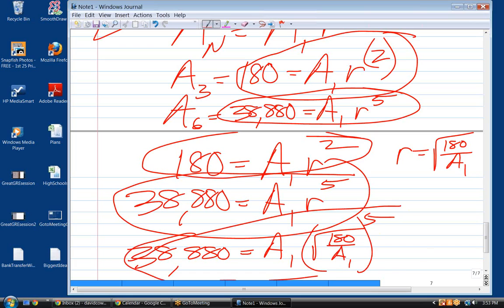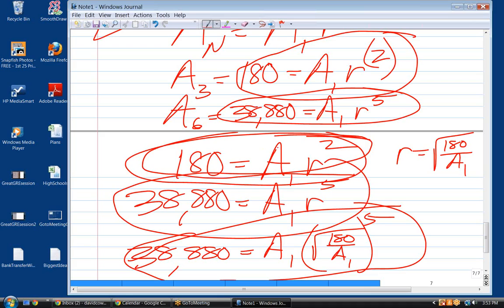Now I have one equation, one unknown, A sub 1. I can solve for A sub 1, which tells me what my first term of the sequence is. And once I've solved for A sub 1, I can plug it into this and solve for r, which will give me both the common ratio and A sub 1. And then I'll have the specific formula.